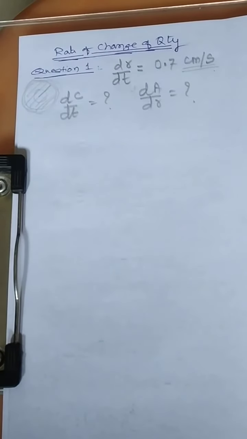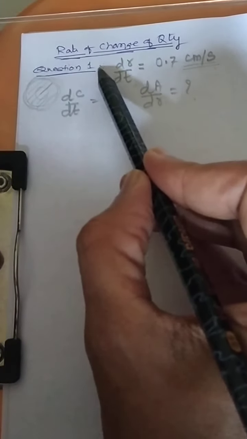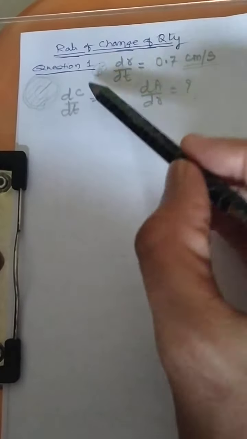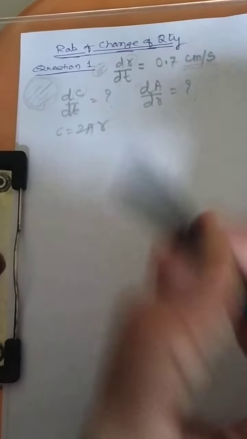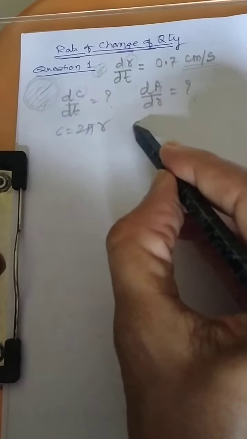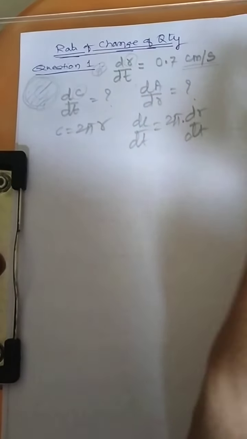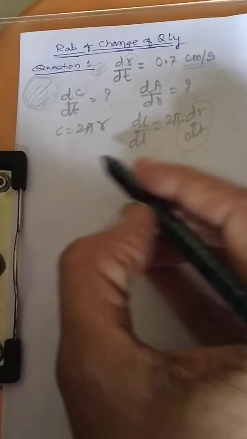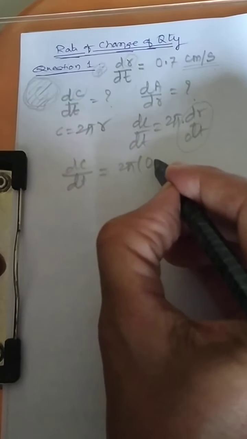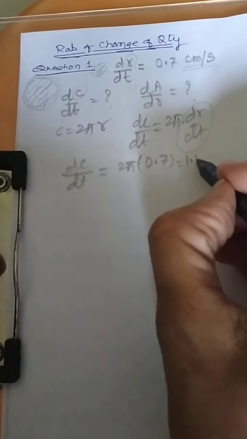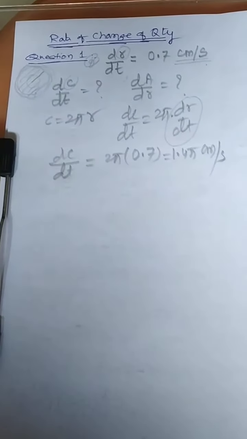So what will be the impact of that? How do you answer this kind of question? There are two things: one thing will be given to you and one thing will be asked. Now you should connect r with C. Circumference is 2 pi r. Now we differentiate with respect to t. dC by dt will be equal to 2 pi dr by dt. As dr by dt is known to you, dC by dt will be equal to 2 pi times 0.7, which works out to 1.4 pi centimeter per second. This is a way of answering.